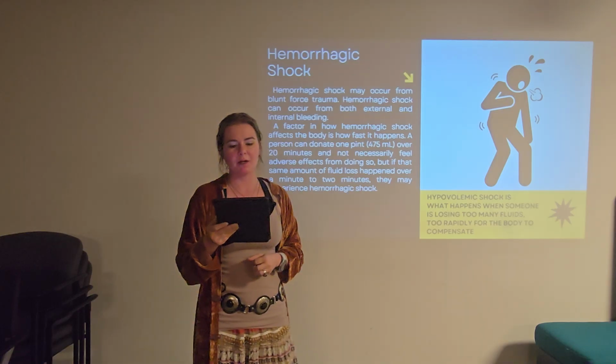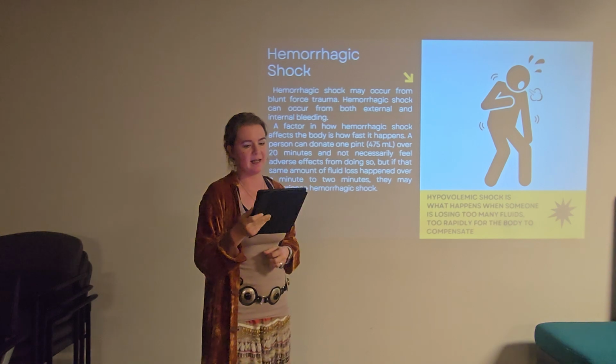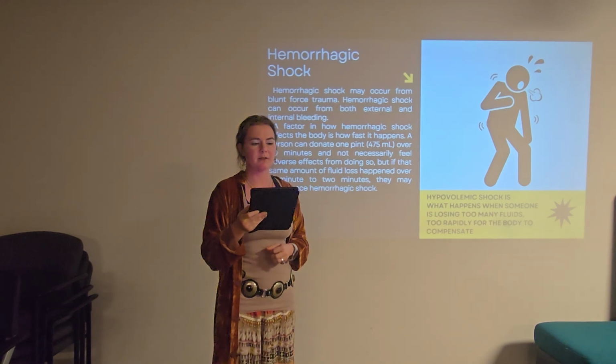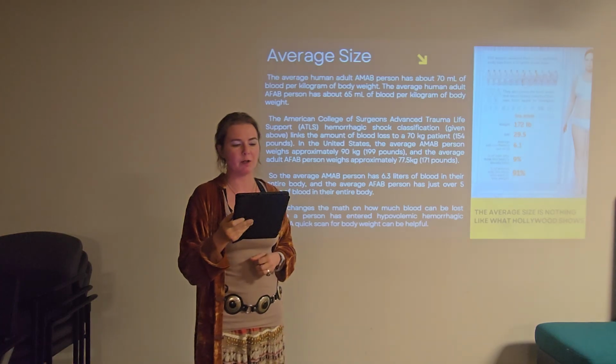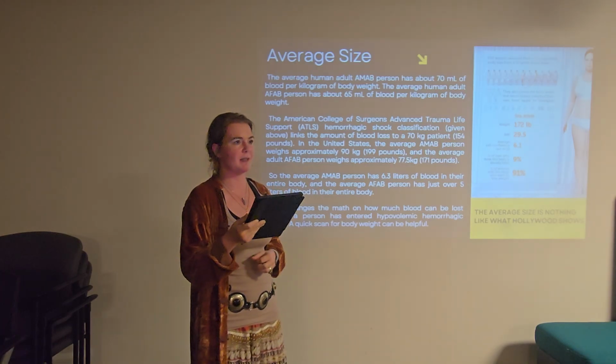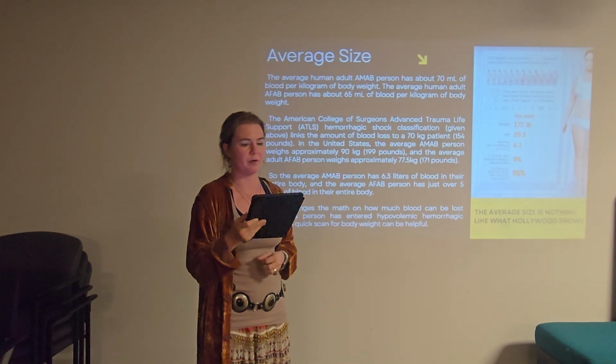If the average American AMAB adult person has lost just under 1 liter of blood, they are likely in hemorrhagic shock. This is the equivalent of 2 large beers poured out on the ground. For an average American AFAB adult person, the number is lower at approximately 750 milliliters. This is the equivalent of 1 bottle of wine poured out on the ground.